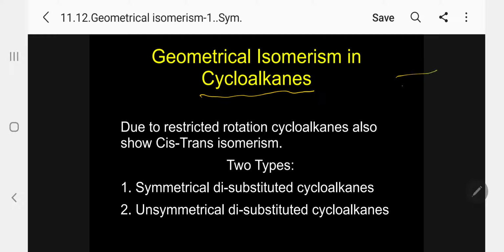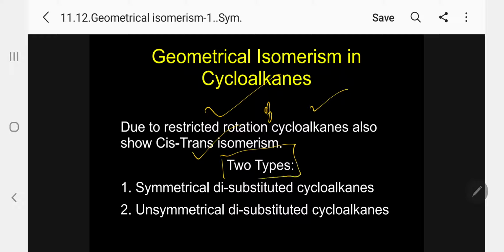In the carbon-carbon double bond, cis-trans isomerism is possible because we cannot break the double bond. In the same way, geometrical isomerism is also possible in cycloalkanes. So, due to restricted rotation, cycloalkanes also show cis-trans isomerism. Under this I will discuss two types.